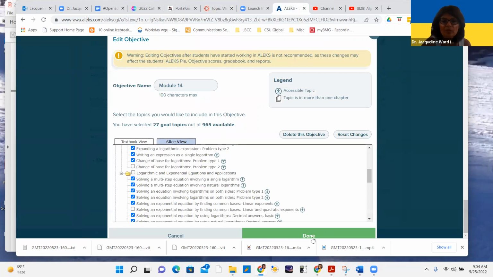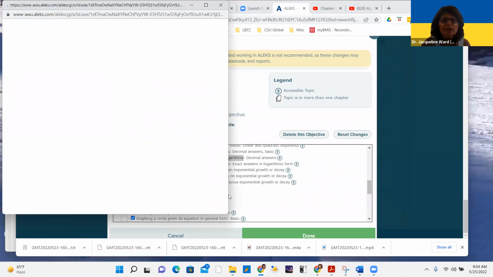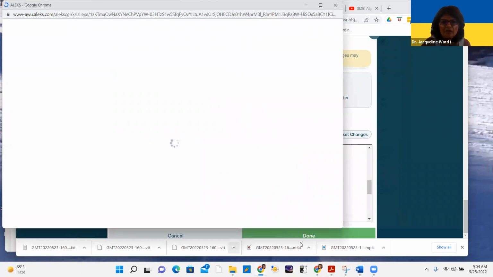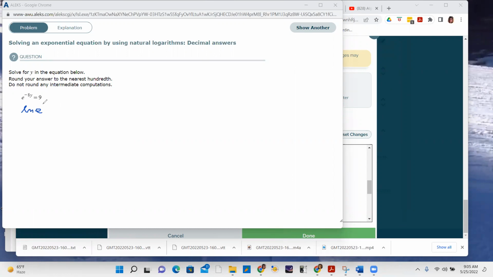All right, and then we're moving on with logs. So last time we left off with this topic, I do believe, where we're solving an exponential equation using natural logs. And so what we want to do is take the natural log of both sides, right? We're solving for y, which is up in the exponent. So to bring that down, we know we can use the power rule of logs. So we can take the natural log of both sides. And now we can use that power rule and bring the entire exponent down in front of the natural log here.